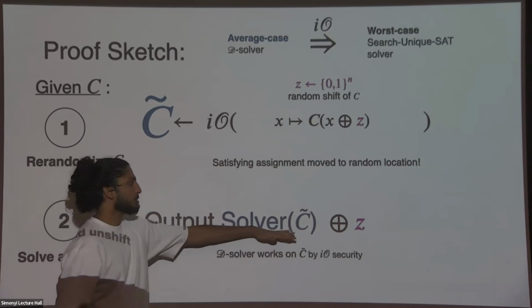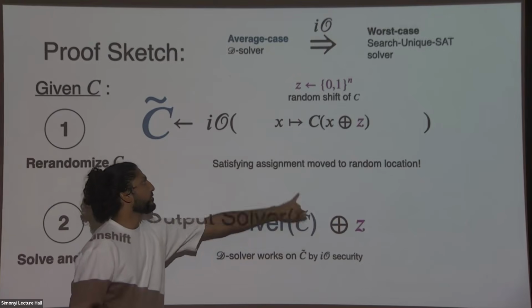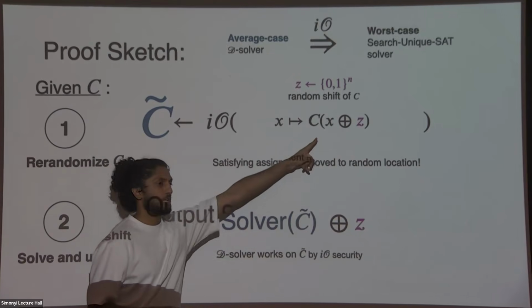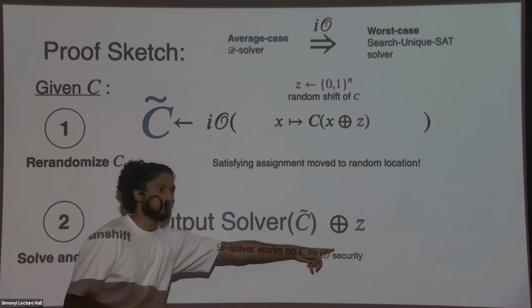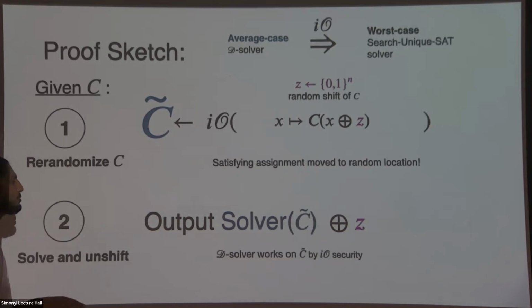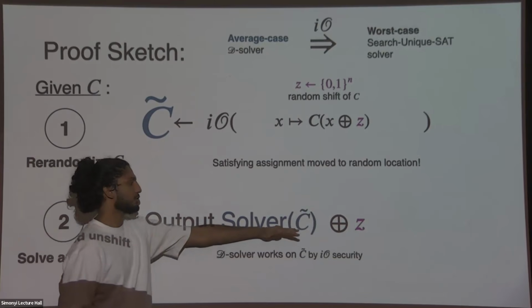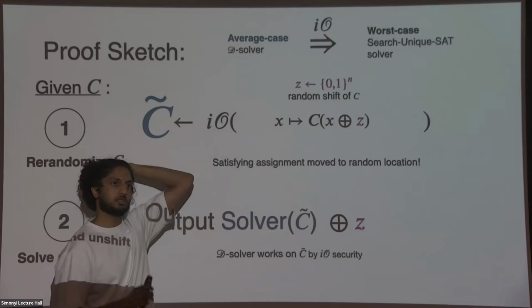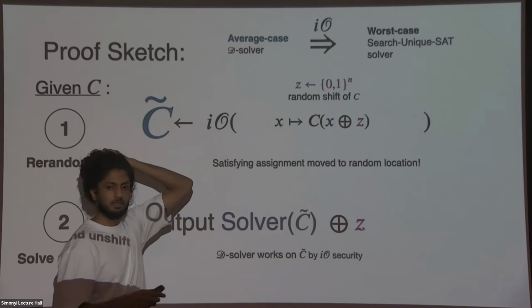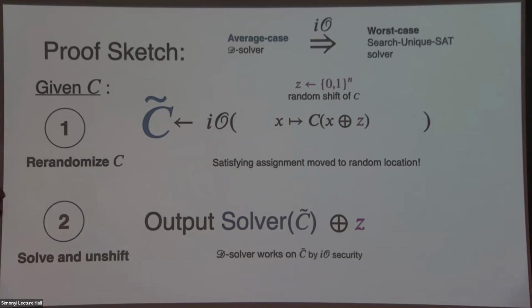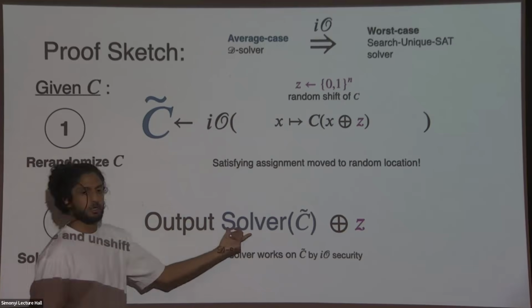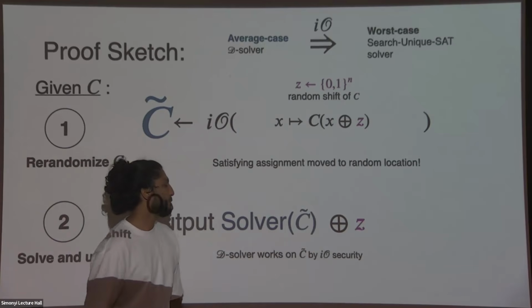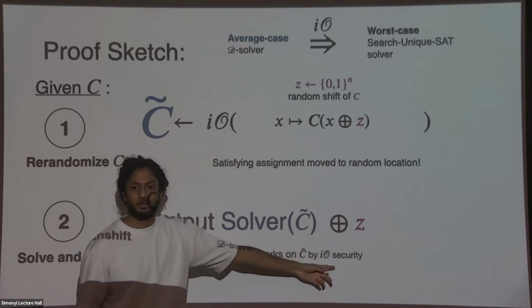And so if the solver worked on C tilde, it's going to find the satisfying assignment that's shifted, but then I'll just unshift. Okay? So does everybody agree that if the solver actually works on C tilde, I would find a satisfying assignment for C? Hopefully that should be clear. But the question is, how do we make sure that the solver works on C tilde? Well, that's where we're going to use the IO guarantee.